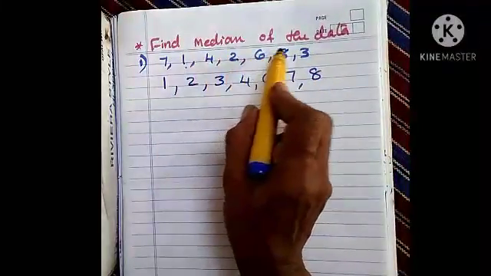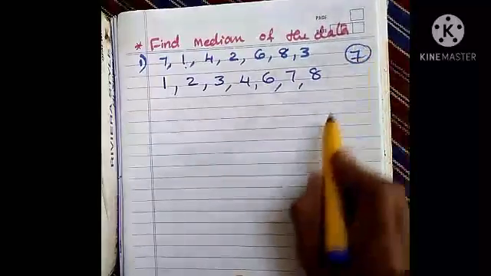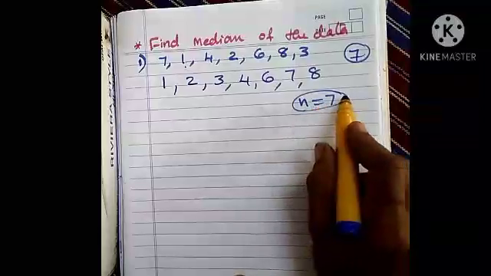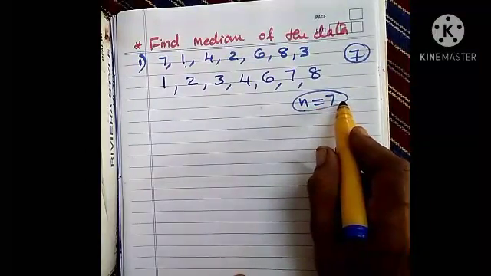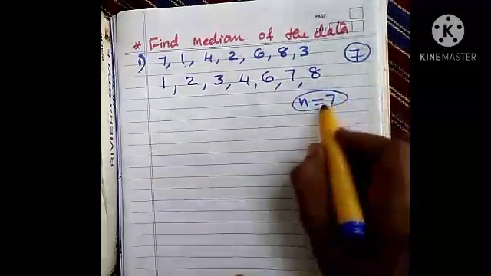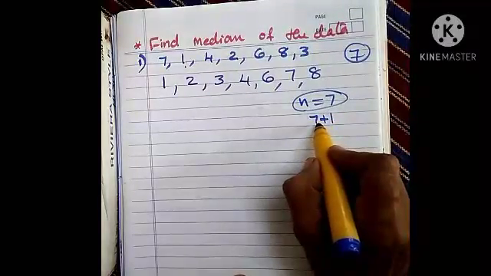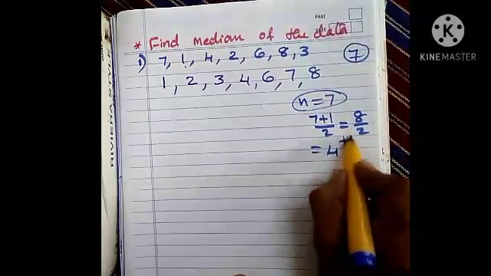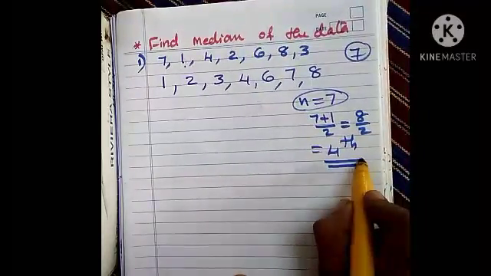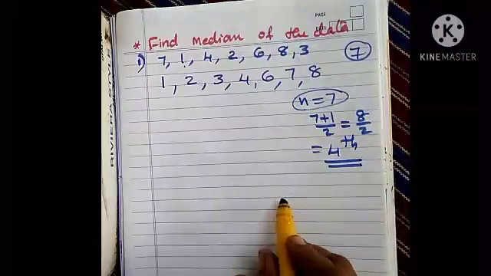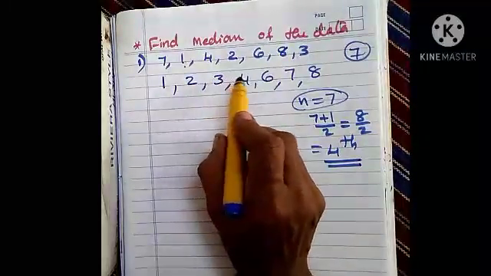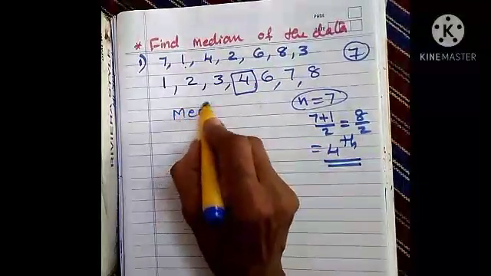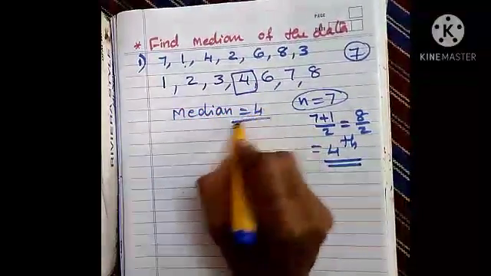How many observations? 1, 2, 3, 4, 5, 6, 7. So what is the value of n? It is 7. If n equal to 7, you know that n is an odd number. So we can select the next number, that is 7 plus 1, 8 by 2. So it is 8 by 2, which means the fourth observation. Select the fourth observation. Understand? So here you can see that 1, 2, 3, the fourth observation is 4. So which is the median? The middle observation is 4.